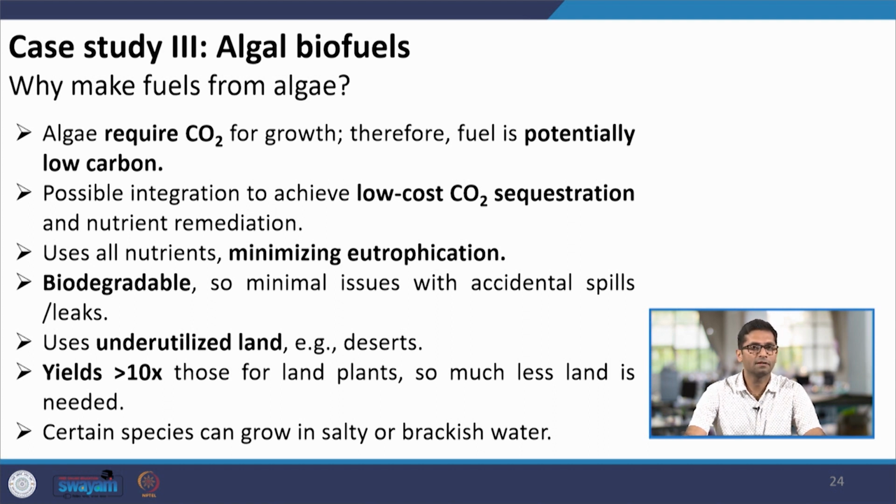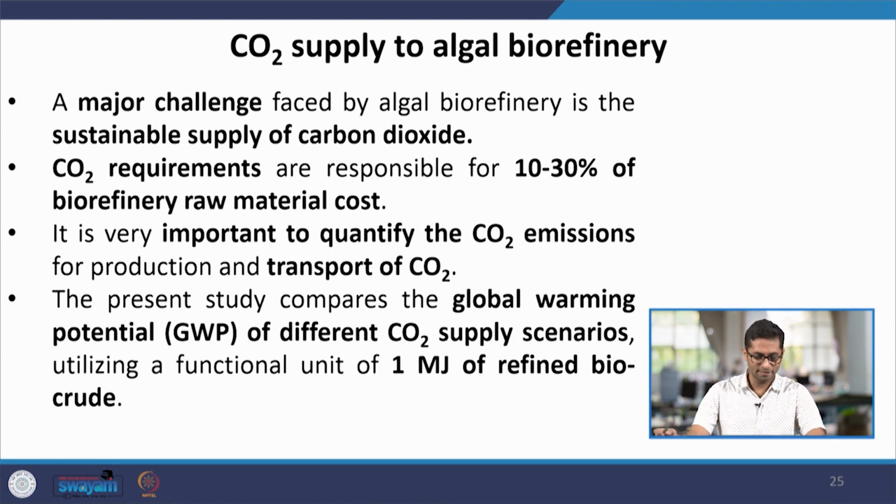And this CO2 of course can come directly from the atmosphere, but if we want to grow algae at a very fast rate, normally we need a concentrated stream of CO2 that can come from a power plant. A typical coal based power plant would have a good amount of CO2 getting produced, and there could be other sources as well. So, we wanted to see how the CO2 supply to this algae farm would impact the final results. Now, CO2, as I mentioned, is a major problem, because first it is 10 to 30% of the cost, plus the transportation of the CO2 might have its own emissions, and this is what we try to quantify.